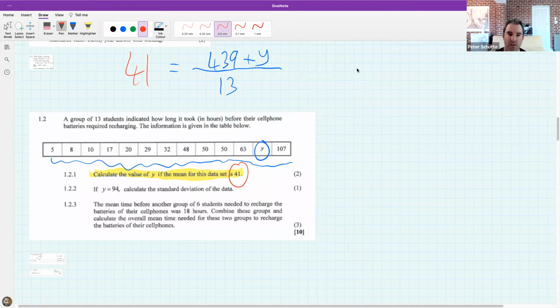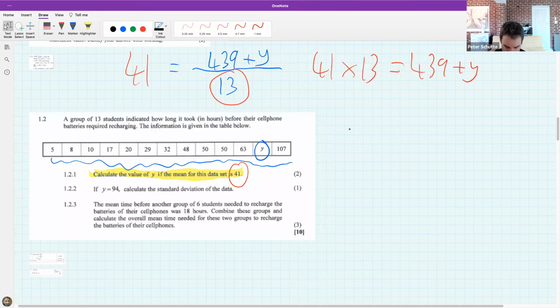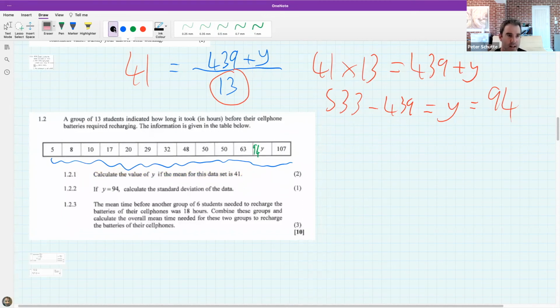So if you do this calculation and you want to bring the 13 across, it's times 13 on both sides. So we get this. And then what is 41 times 13? So that's 533 minus 439 is y, which is 94. Yeah, 94. Fantastic. So we know that this value is 94. Okay, second step. Luckily, they showed you if y is 94, so we know we're correct.